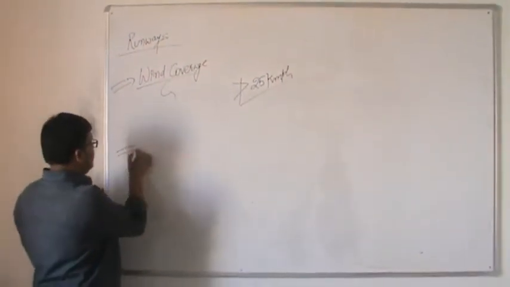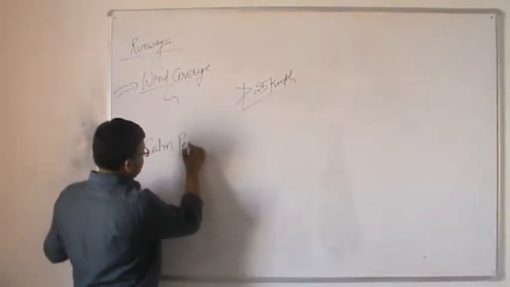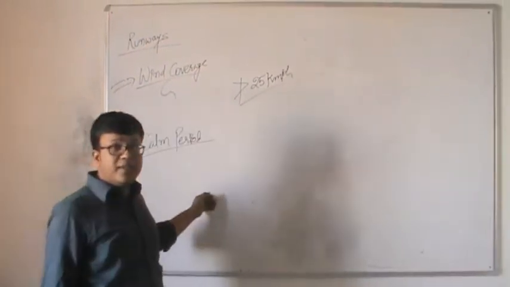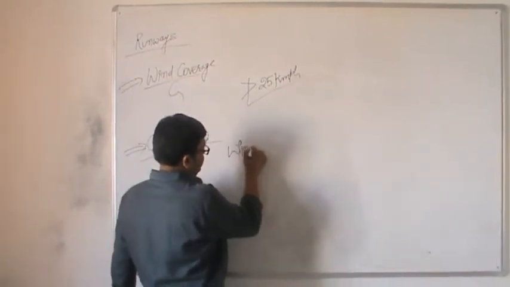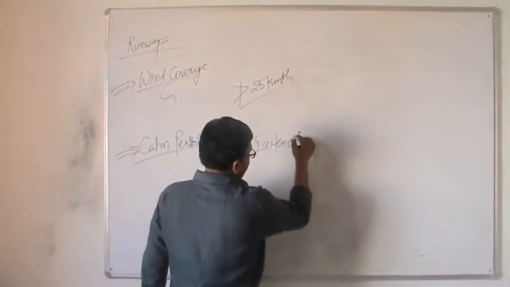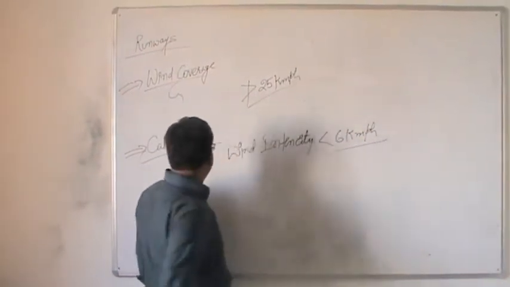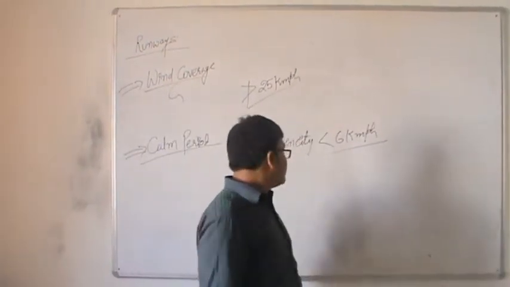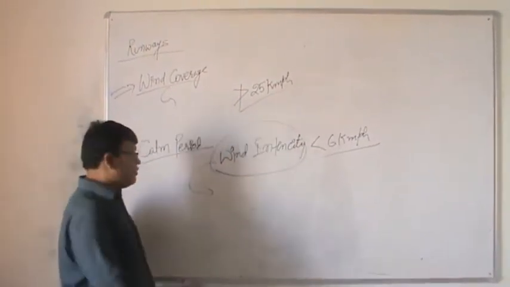The next term we have is the calm period. The calm period is the percentage of time in a year during which the wind intensity is less than 6 kmph. Generally, we don't consider this wind intensity in the orientation of the runway.